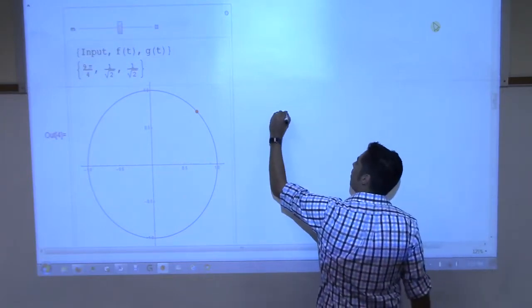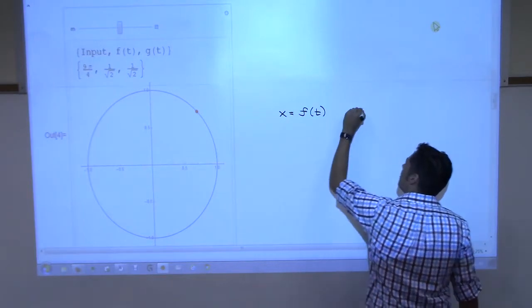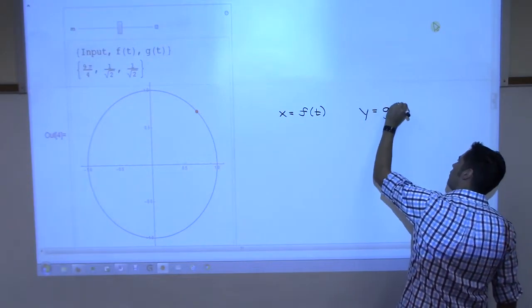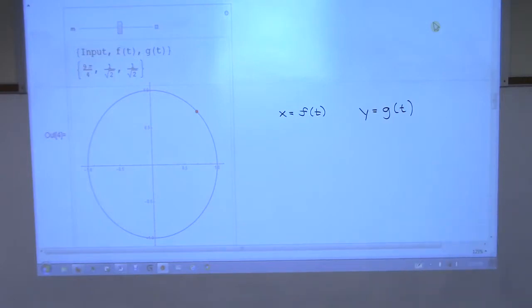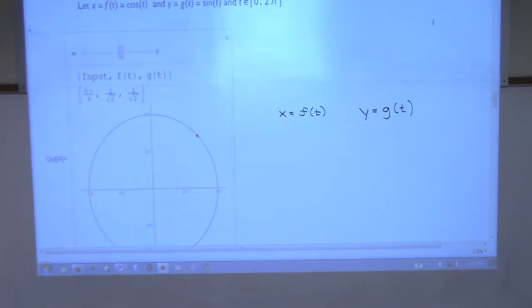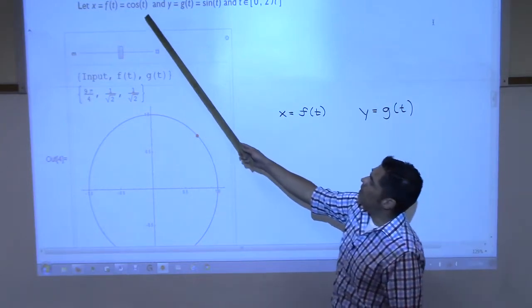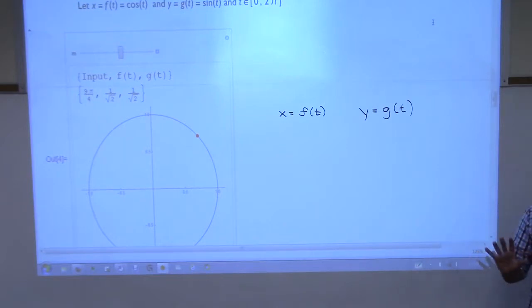I need to come up with something for the x-coordinate and something for the y-coordinate, right? And we're looking at the unit circle right now. Now, it's already in your notes. You can see what I use, but let's figure out how I came up with this. Can you all see what I used? What did I let f of t be? Cosine t and sine of t for my y-coordinate. Now, let me explain where that came from.